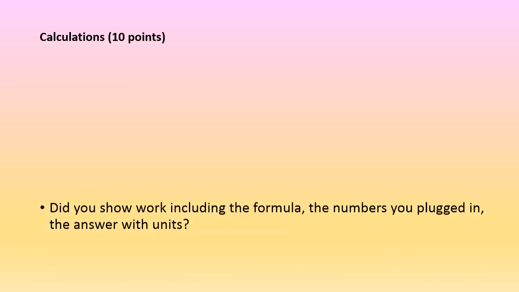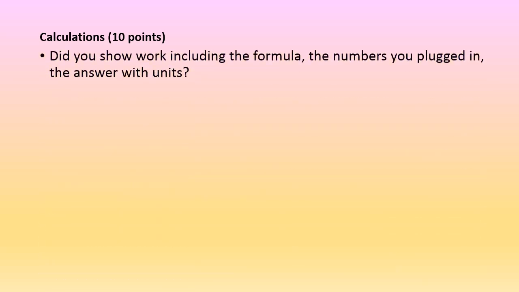Then on the calculation section, again, this is another 10 points. The thing you need to think about here is, did you show work including the formula, the numbers you plugged in, and the answer with units? So here's a little quick example. If I was going to solve for density, you can see I first wrote the density equation, D equals M divided by V. Then I wrote in what numbers I was plugging in. So D equals 25 grams divided by 5.0 milliliters. And then I wrote the answer, density equals 5.0 grams per milliliter. I showed the formula, the numbers that I plugged in, and then my answer with the correct units.